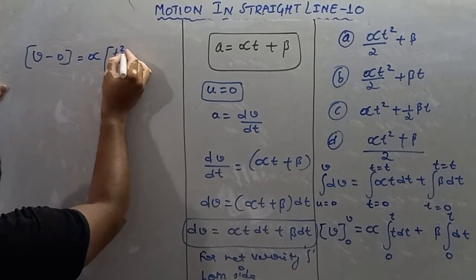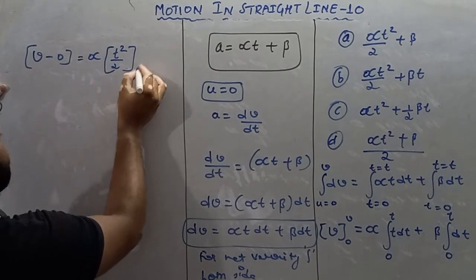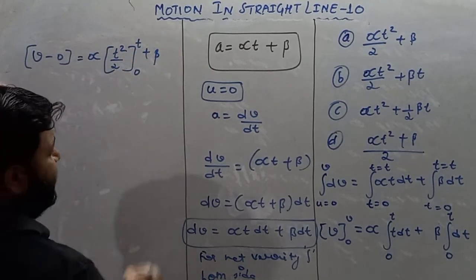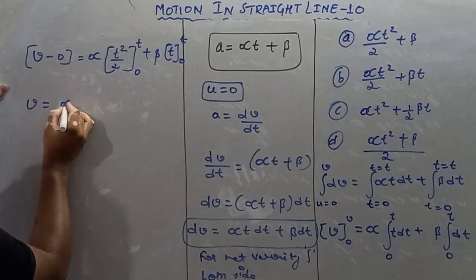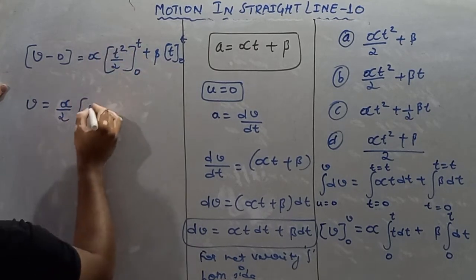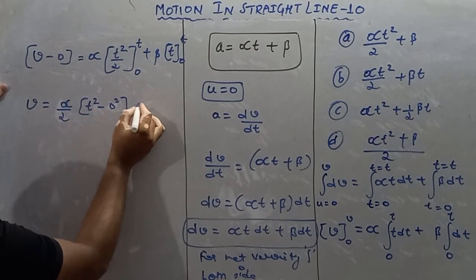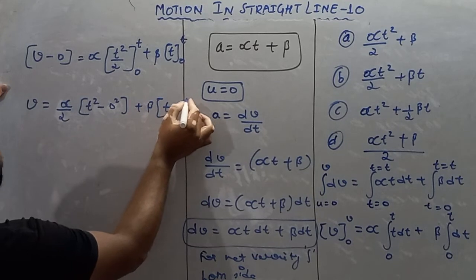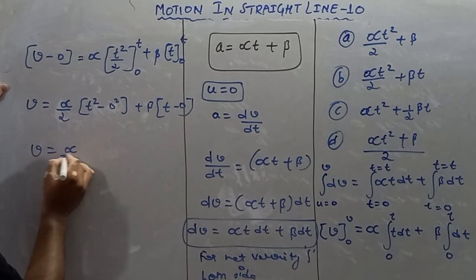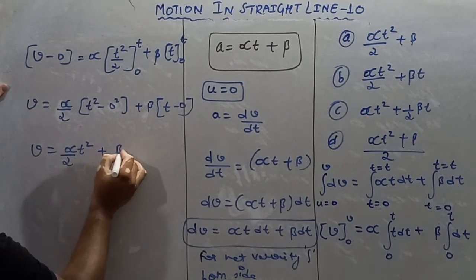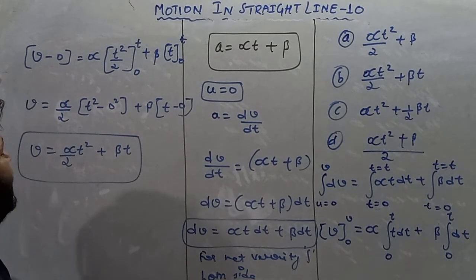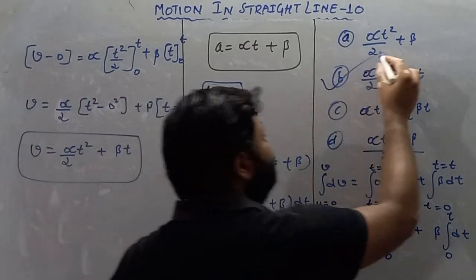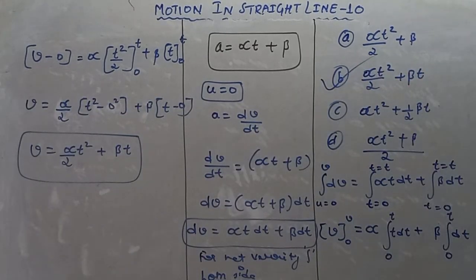T dt is nothing but t square by 2, from 0 to t, plus beta, instead of dt I'll write t, 0 to t. Now v is equal to alpha by 2 at upper limit minus lower limit, plus beta, again upper limit minus lower limit. So v is equal to alpha by 2 t square plus beta into t. So this is the value of velocity. It is alpha t square by 2 plus beta t. It means option B is your correct option.